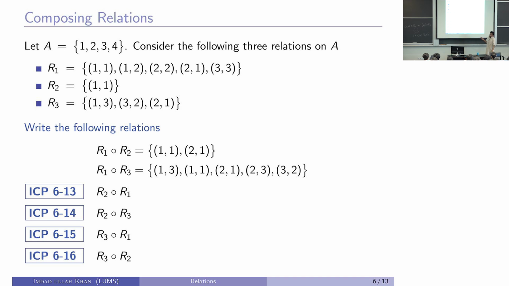Is it different from R1 composed with R2? Is R2 composed with R1 the same as R1 composed with R2? No. One is 1 1 and 2 1, and the other is 1 1 and 1 2. These are different ordered pairs. 1 1 is the same, but generally speaking, R1 composed with R2 is not necessarily the same as R2 composed with R1. It's not commutative. To do the rest of them, like R3 composed with R1, if you do it, you may see significant differences between the two.